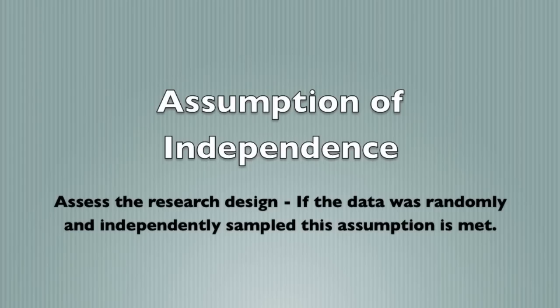For the assumption of independence, what you're assessing here is the research design. Specifically, you need to make sure that the data was randomly and independently sampled. If it was, then this assumption is met. If not, then it's not met. Now, if you don't have access to the research design, you can't really check this assumption. So if you're in a class, you're not really going to have access to this information. So what you could say is that you're going to give the researchers the benefit of the doubt and assume that their data was randomly and independently sampled.